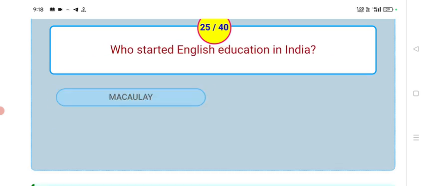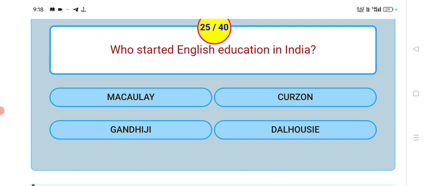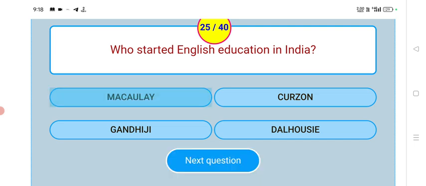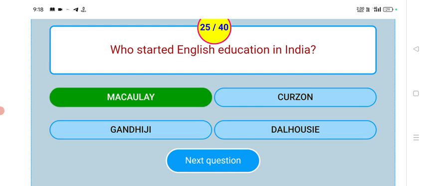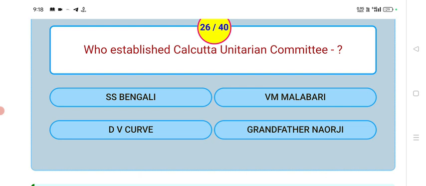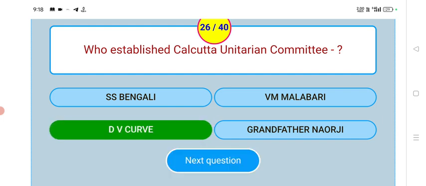Next, who started English education in India? Answer, Macaulay. Macaulay started English education in India. Next, who established Calcutta Unitarian Committee? Answer, William Adam. William Adam established Calcutta Unitarian Committee.